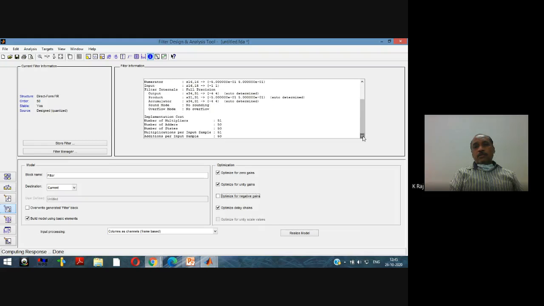And we can see the implementation cost, that is, the number of multipliers, adders, and states, how many multiplications will take place, and the number of additions. The complexity has been described here in order to decide the implementation cost.